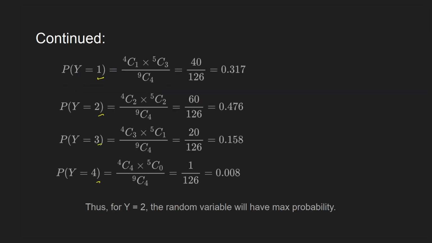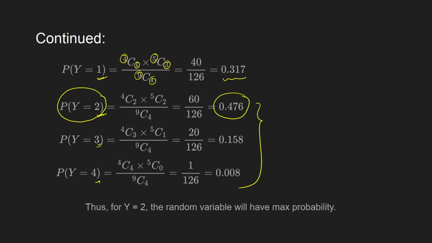Now for Y equal to 1. Out of the 4 black balls we are transferring 1 black ball, and out of the 5 white balls we are transferring 3 white balls, and in total out of 9 we are transferring 4 balls. So it will be equal to 0.317. Similarly, we can find it for 2, 3 and 4 also. Now we can see that the probability is maximum for Y equal to 2. When the random variable takes value 2, it has the maximum probability, so Y equal to 2 is the correct answer.